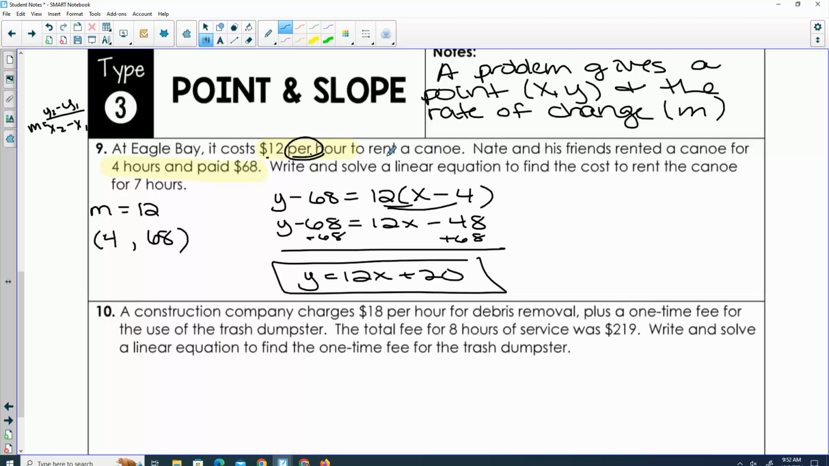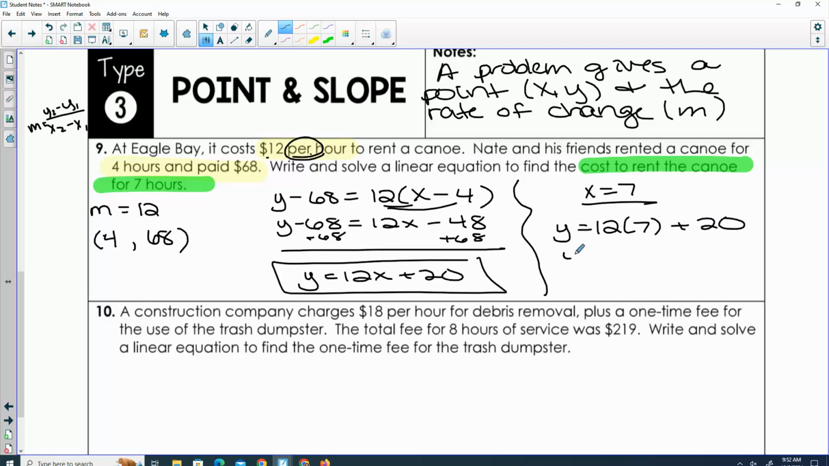All right, then we can answer the second part. We want the cost to rent the canoe for 7 hours. So look back at my other point. Was hours my x or my y? X. So I'm saying my x is 7. So if I plug that in, 12 times 7, 84 plus 20. And y is 104. What would the label be on that? $104.